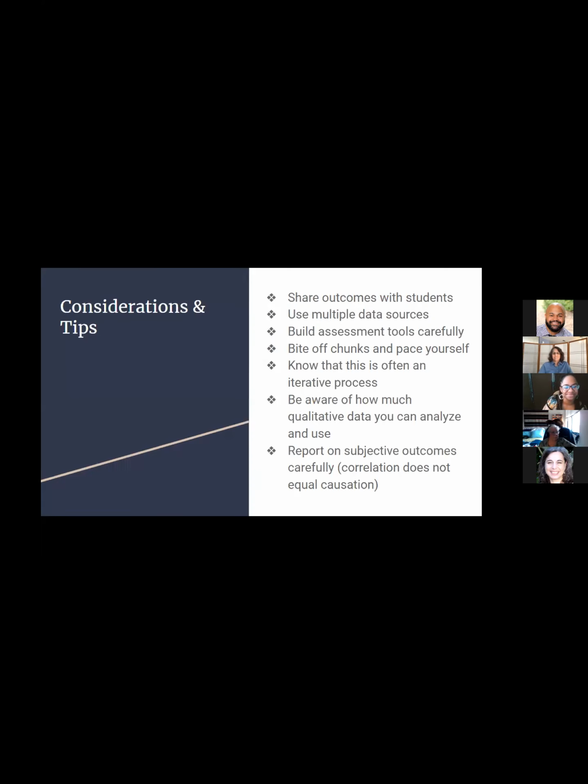All right. And then lots of tips and considerations as you move forward. So first, it may be helpful if you share the subjective outcomes definitions with students, either before you provide the experience or during the experience. This way, when they see the language on the survey or hear it in an interview, it isn't their first time seeing it or hearing it.